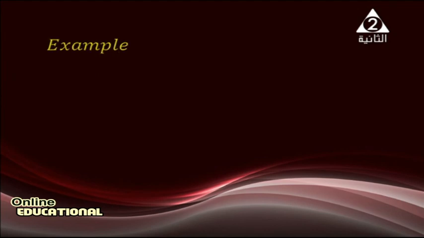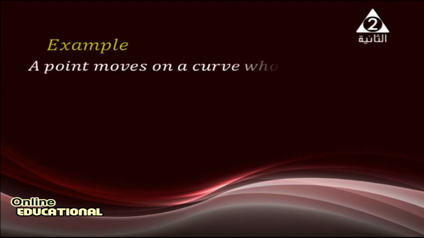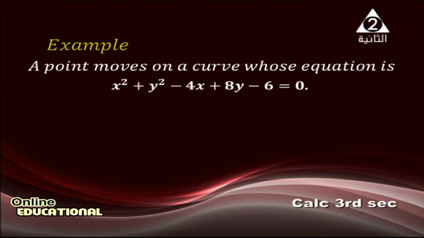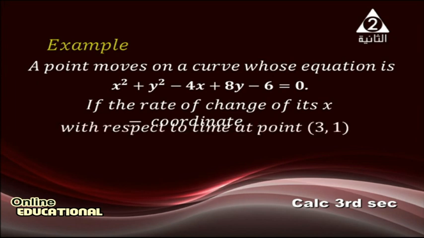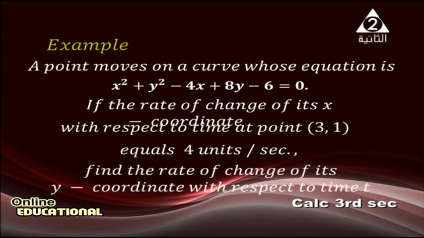Now, the first example. A point moves on a curve whose equation is x² + y² - 4x + 8y - 6 = 0. If the rate of change of its x coordinate with respect to time t at the point (3, 1) equals 4 units per second, find the rate of change of its y coordinate with respect to the time t.